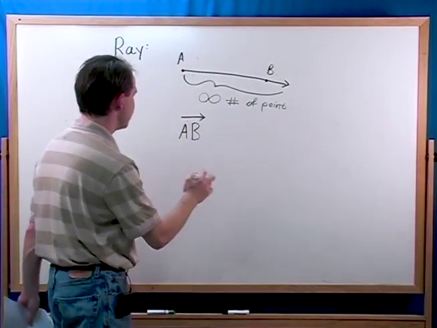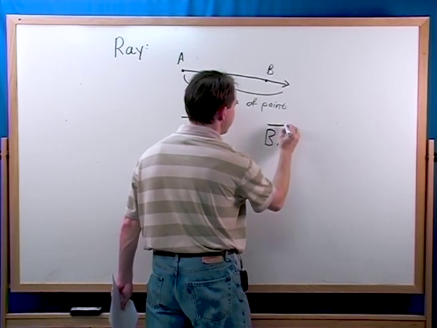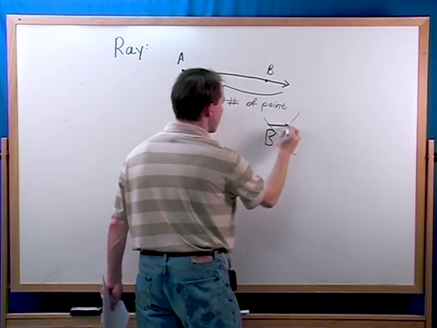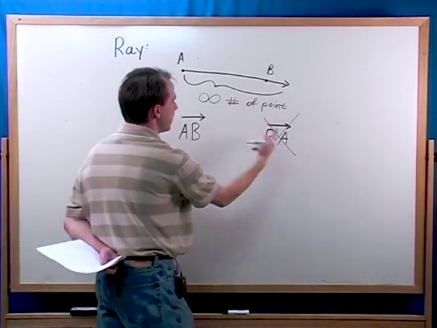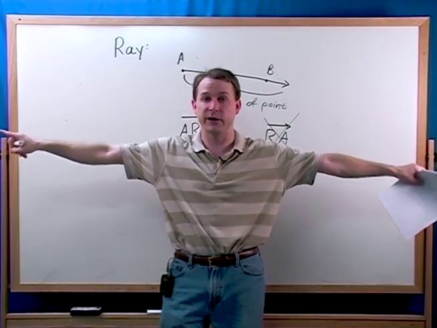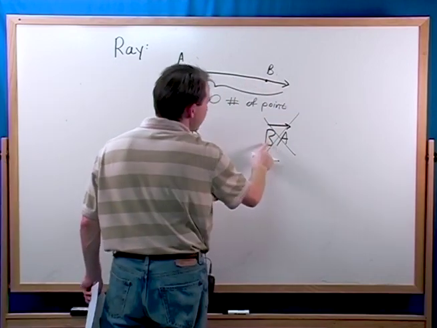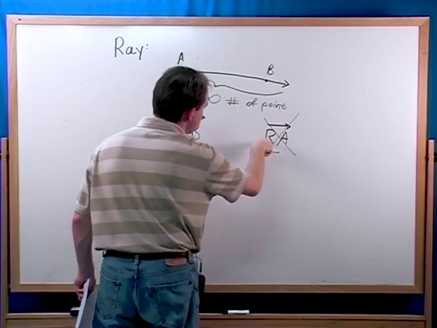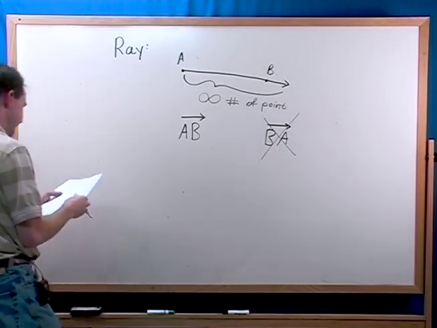Now, you want to be careful. You do not want to write it as BA. Okay, this is wrong. Because for the line, you could flip the letters around and it didn't really matter because the line went on in both directions forever and ever and ever. But for the ray, it doesn't. It starts at A and it goes through B. So you can't write it this way. You're not starting at B, you're starting at A. So you write it as AB like this.